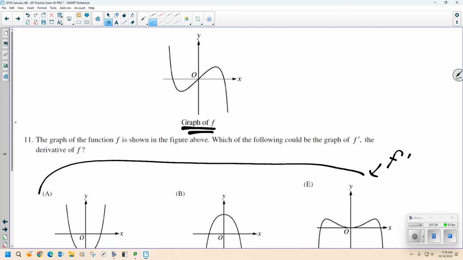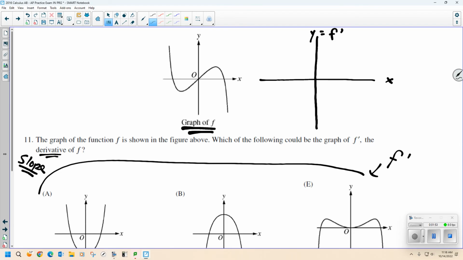So first thing, I always tell my students, it's critical that you understand what you have when it comes to a graph and what you need. I am just going to mimic the graph next to me. Here's my x, here's my y. However, on this graph, my y is going to represent the derivative of f. Derivative is the same thing as slope. That is so crucial to know.